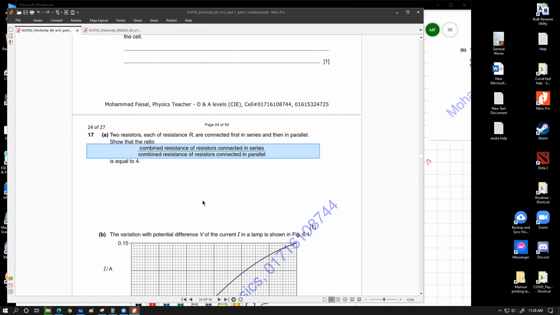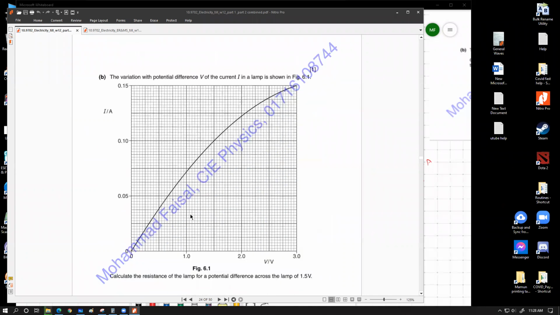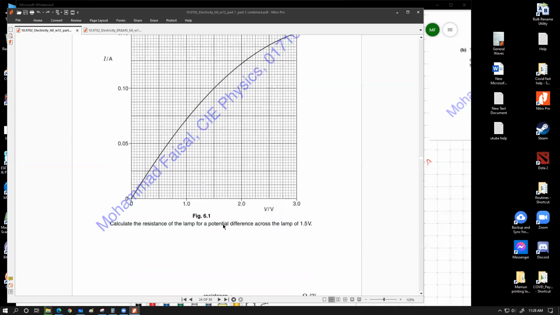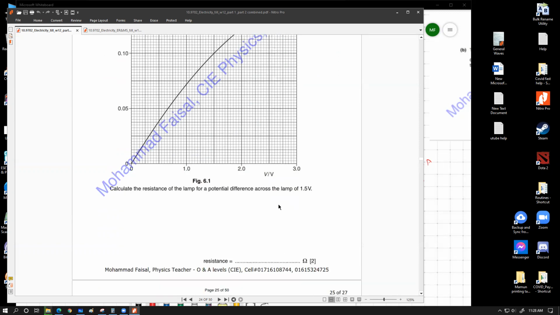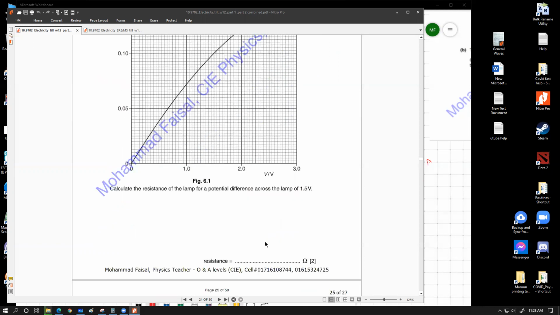Part B says the variation of potential difference V with current I in a lamp is shown in figure 6.1. So this is a current versus voltage graph for a filament lamp, and we can see the gradient decreasing, representing that the resistance is increasing with increased voltage and increased current. Calculate the resistance of the lamp for a potential difference across the lamp of 1.5 volt. 1.5 volt is at this point. Trace out from here to find the current, then take the ratio of these two numbers and you get the resistance. Note that the current is given only in amperes, not milliamperes. Calculate and tell me the value.